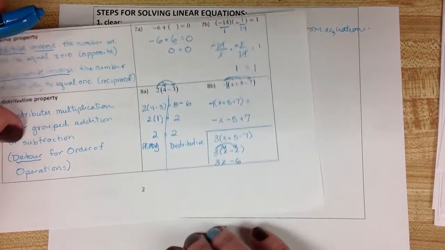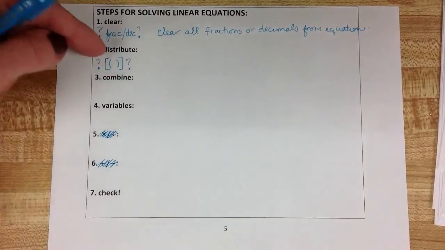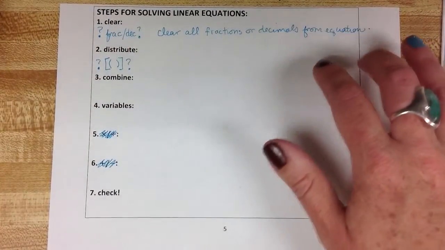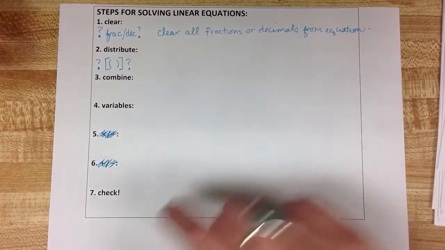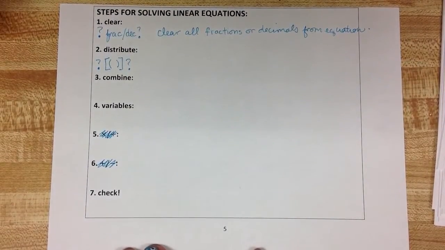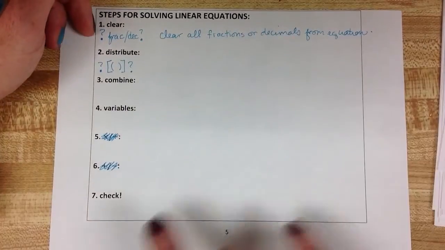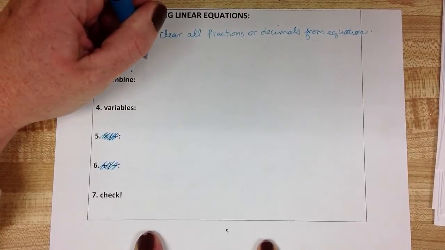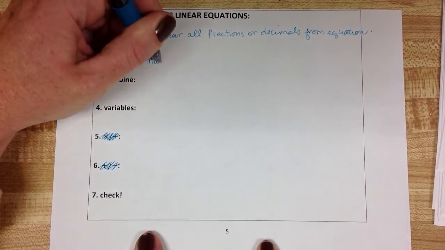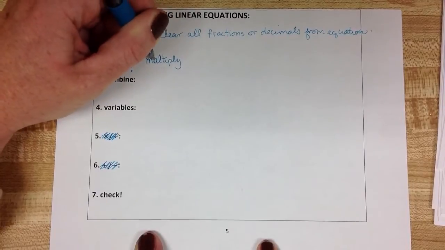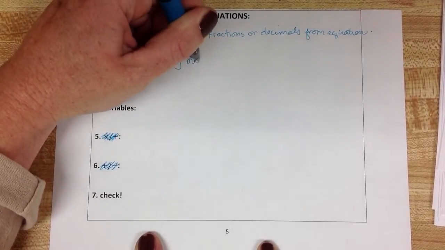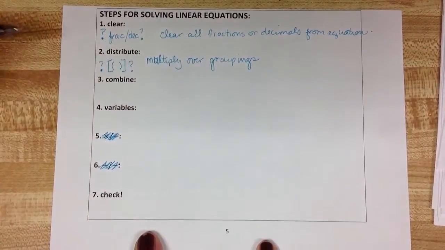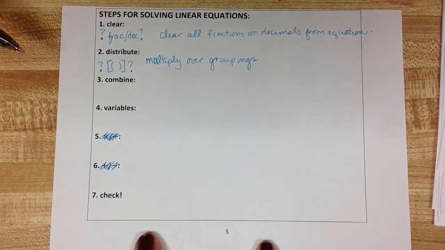So you're going to look at the expression on the left side of your equation. If it has any parentheses in it, you're going to use the distributive property to clear those out. Then you're going to look at the expression that's on the right side of your equation and use the distributive property there to clear those symbols away from the right side. Okay, so multiply over the groupings. Use the distributive property to clear out those symbols.